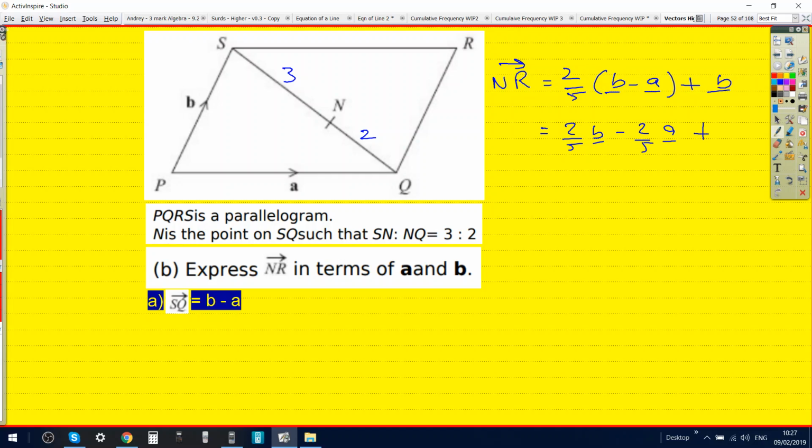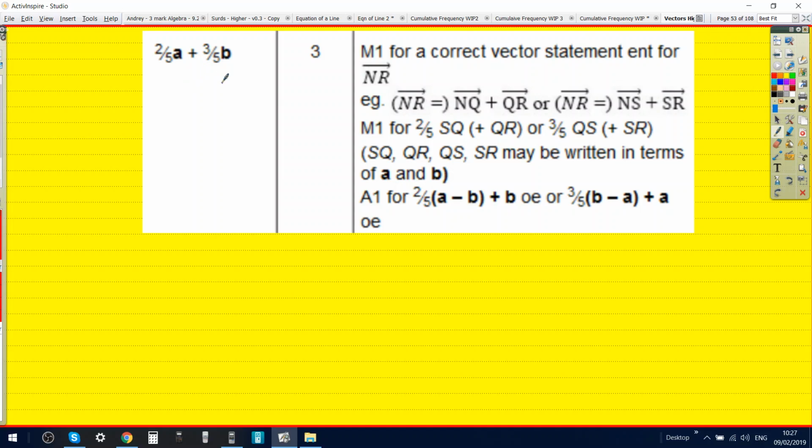Yeah. So would it be 3/5 of A? No, 3/5 of B. Sorry. 2/5 plus B. So that would be 2/5 plus... Would it be 7/5? Yep. 7/5 of B minus 2/5 of A. Well done. 2/5 A plus 3/5 B.